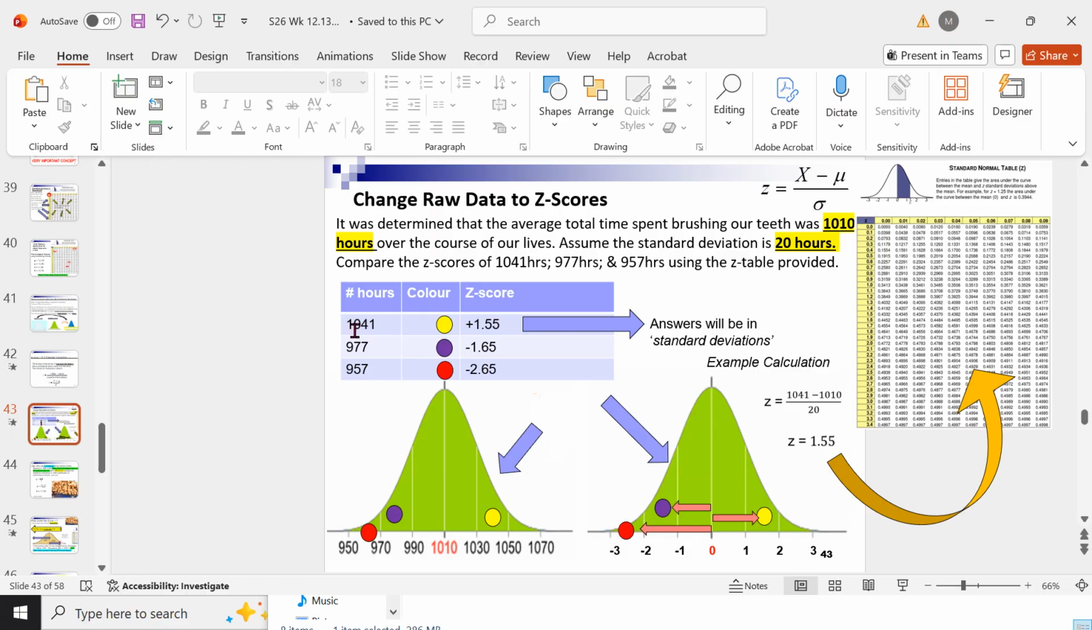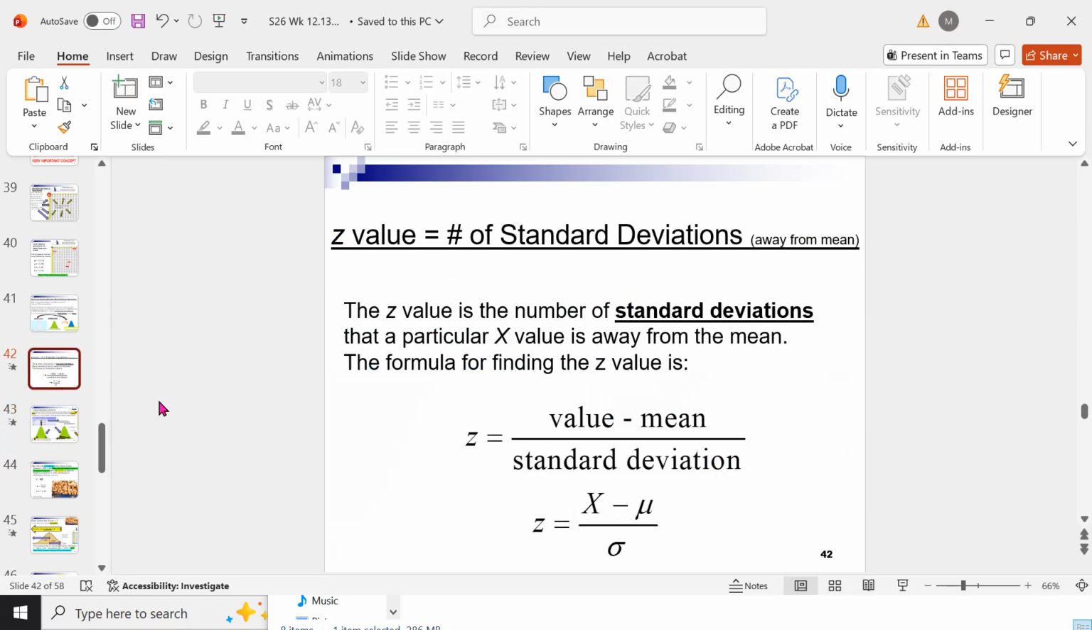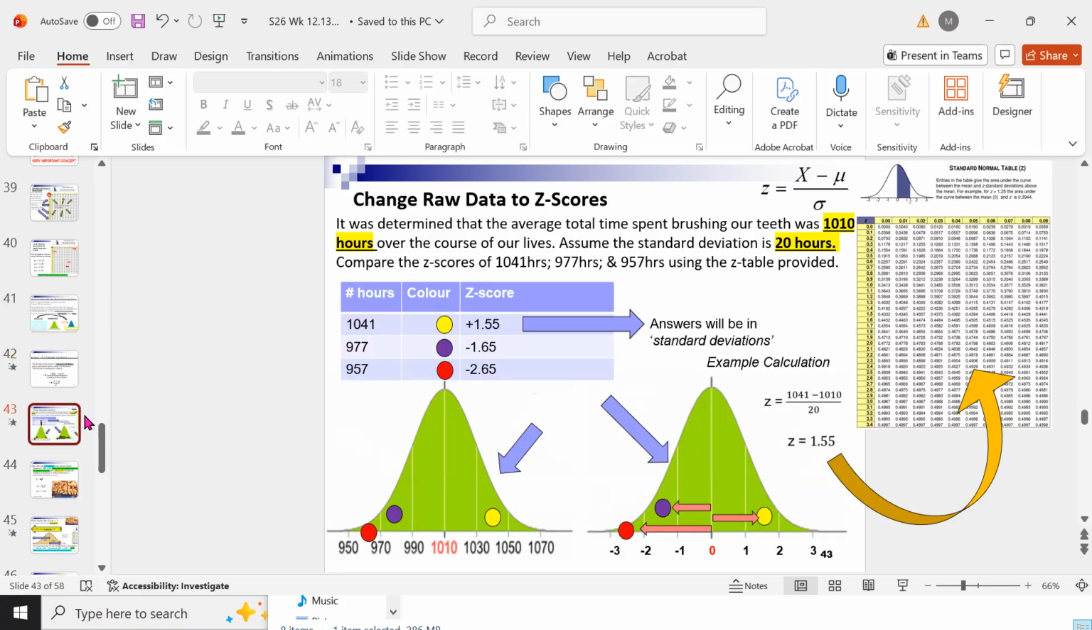So, you have a look here. We're just going to do the yellow one as an example. There's your 1,041 hours, right? We know where that one is, right? That's your 1,041 hours. You can see 1030, 1050. It's right in the middle. So, use your Z formula, which was that one. Z is equal to X minus the mean divided by standard deviation.